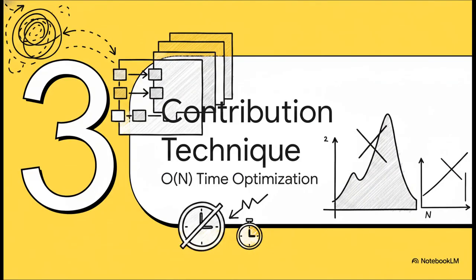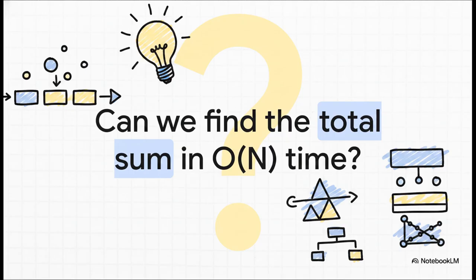Moving on to section 3, the contribution technique, which is our O of n time optimization. Now, what if the interviewer throws a curveball? What if you need to find the total sum of all possible subarrays combined? If n is 100,000, O of n squared is still 10 billion operations. 10 billion!